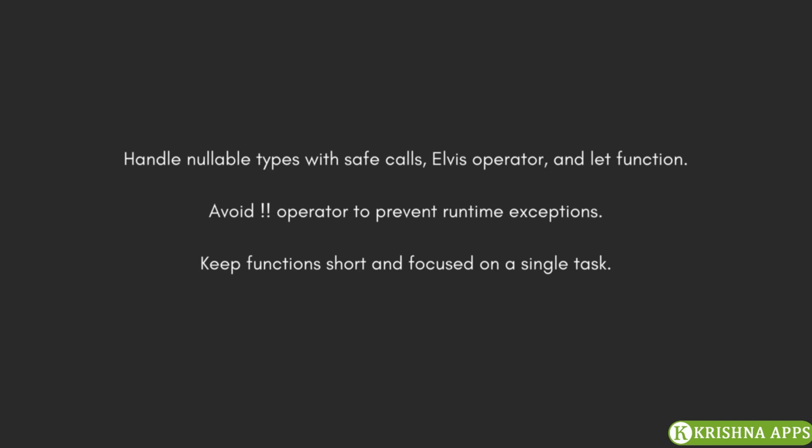Handle nullability with care. Kotlin's type system distinguishes between nullable and non-nullable types, which helps prevent null pointer exceptions. Use the question mark operator to declare nullable types and use safe calls, the Elvis operator, and the let function to handle nullable values safely. Avoid using the double exclamation operator, which forces a nullable type to be non-nullable, as it can lead to runtime exceptions.